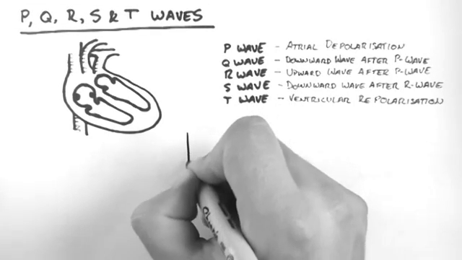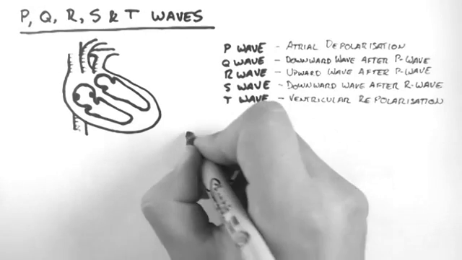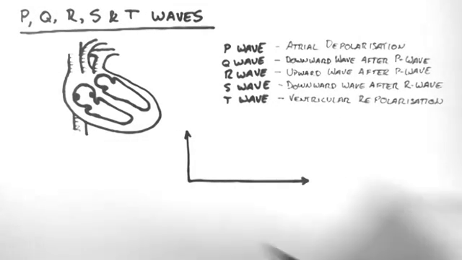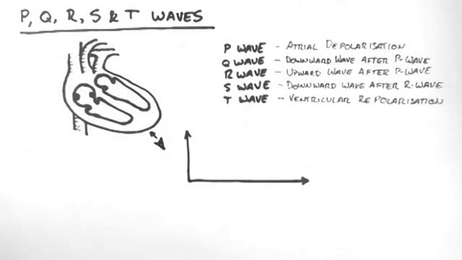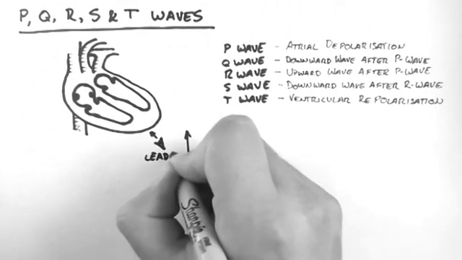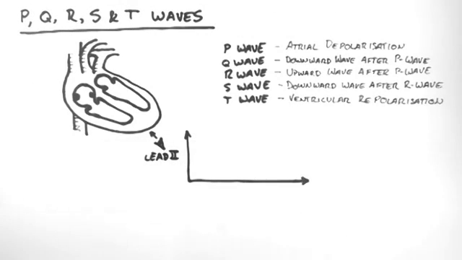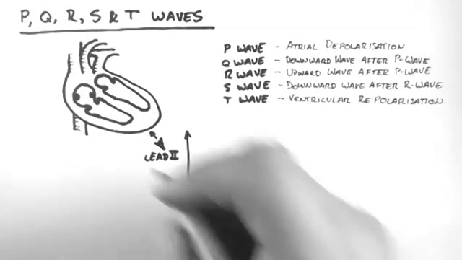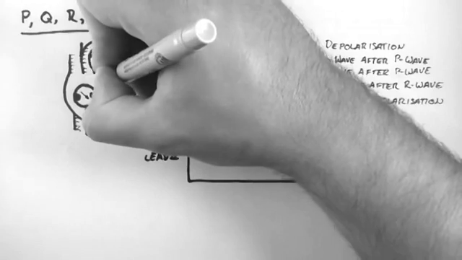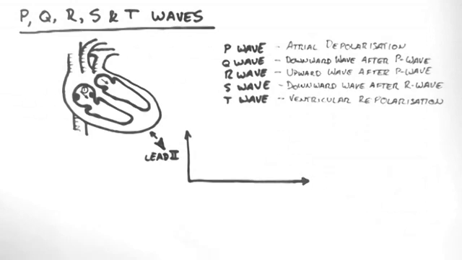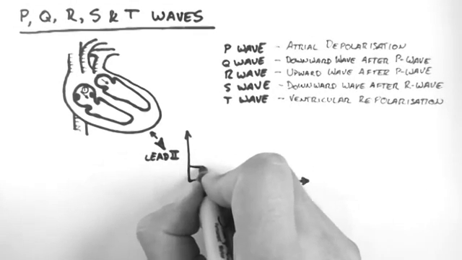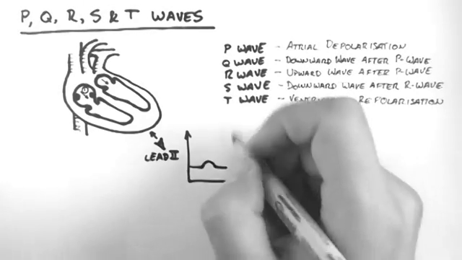So we're going to have a look at an ECG trace from lead 2. Remember that lead 2 looks at the heart from this direction, so it will see depolarization or repolarization that occurs towards or away from it. The first thing to happen to the heart is that the SA node triggers atrial depolarization. This occurs in this direction, towards lead 2, so we will see an upward deflection on the ECG like this.